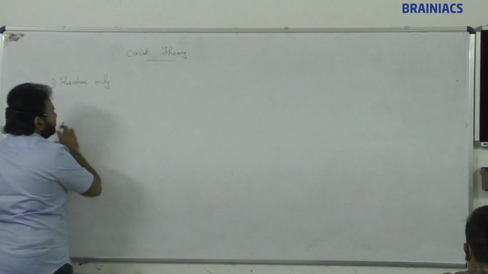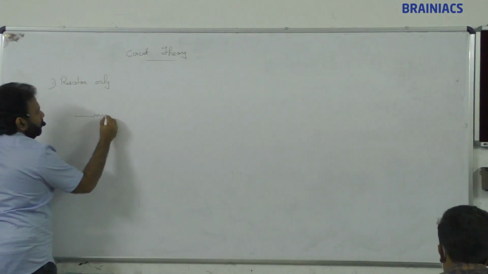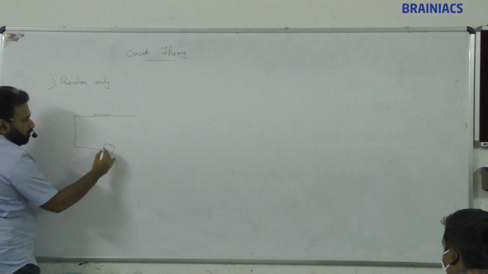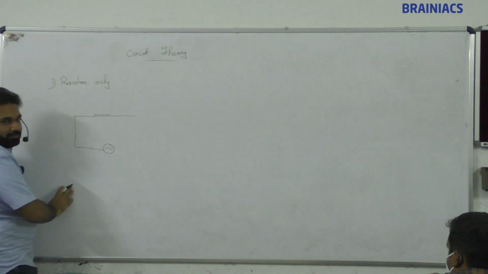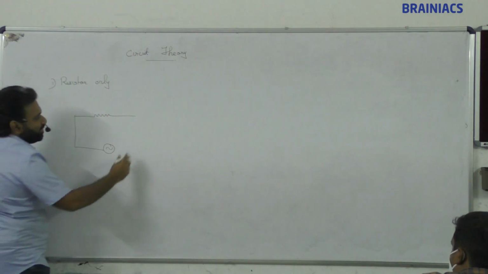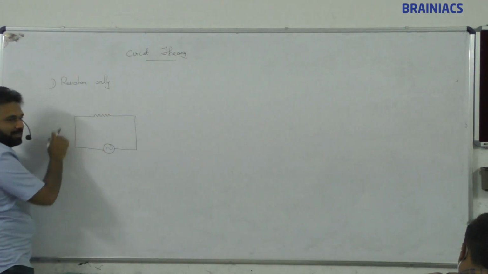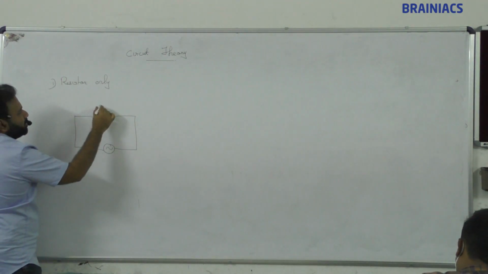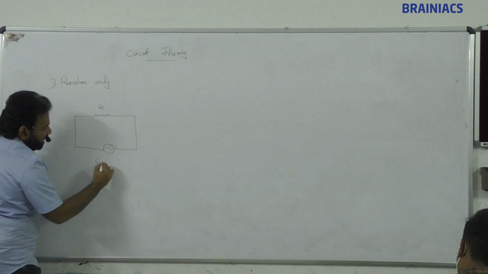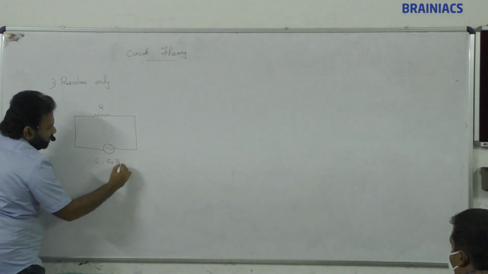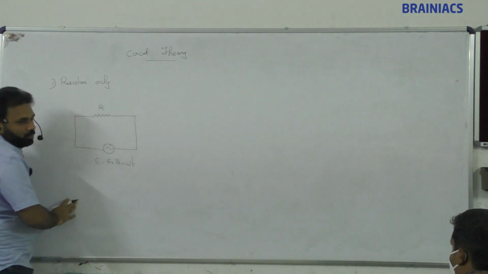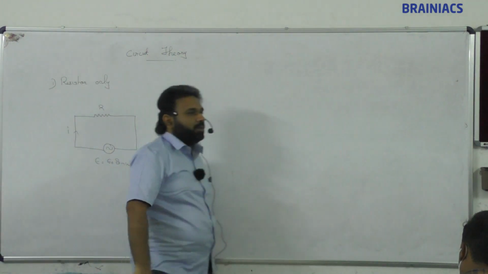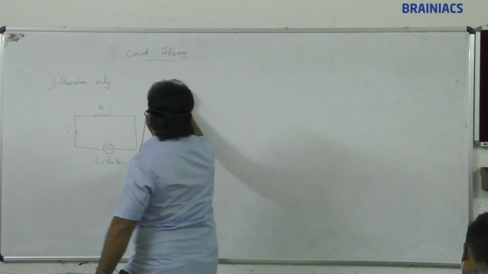So the thing is, resistor and source. When AC source is there, it will come like a wave. For DC, plus and minus will come, right? So for AC, E is equal to E naught sine omega t. Then current will pass through this resistor. What will be the value of current?